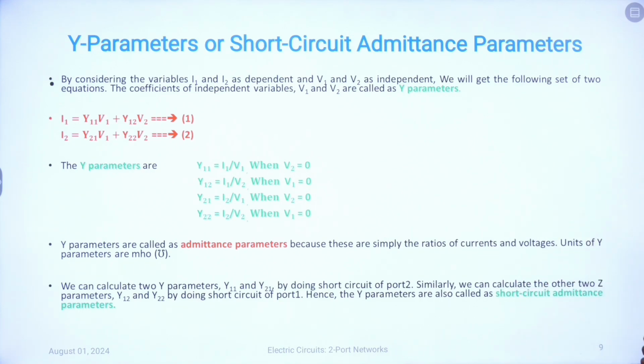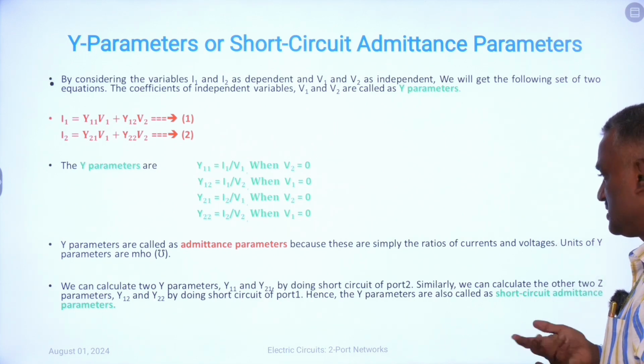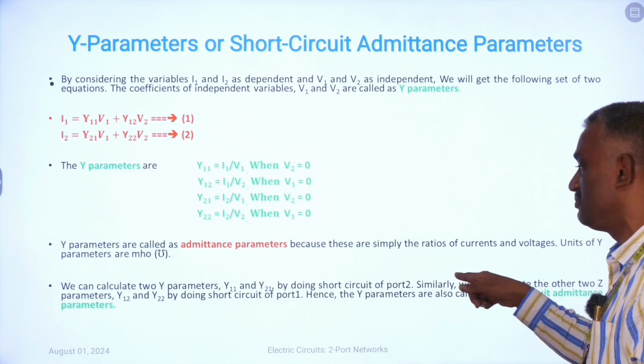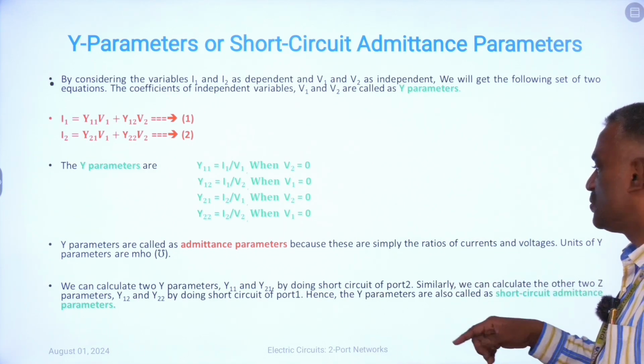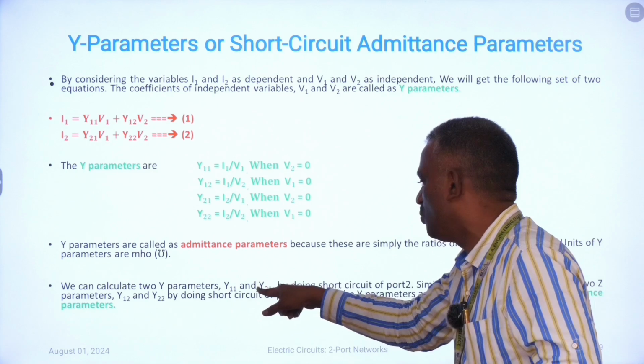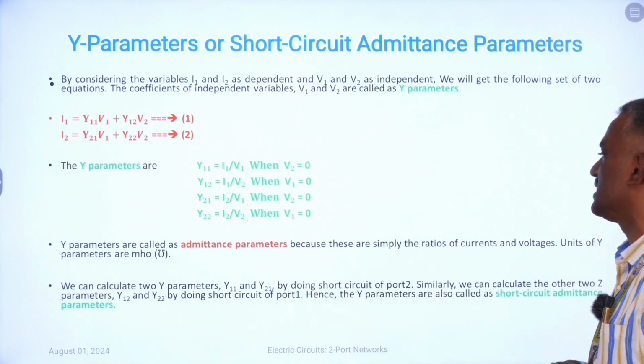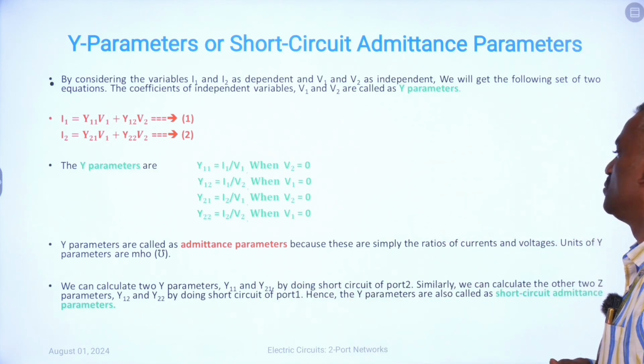So how I am going to calculate, that is very, very important. In the previous case I open circuited, that is nothing but I took my current as 0, but here I am going to short circuit, that is nothing but I am going to make my voltage 0. Right? So how I am calculating first Y11 and then Y21: I am short circuiting port 2.